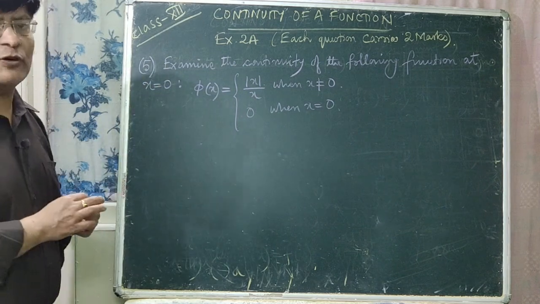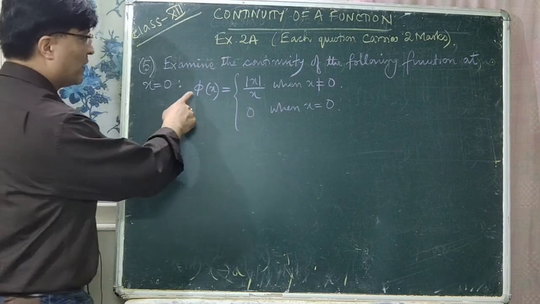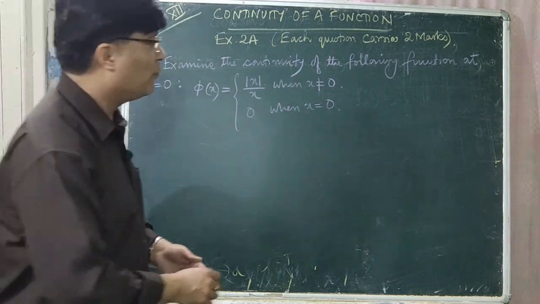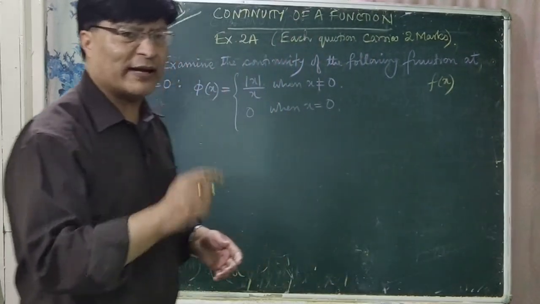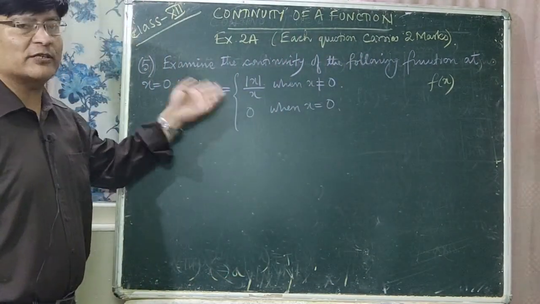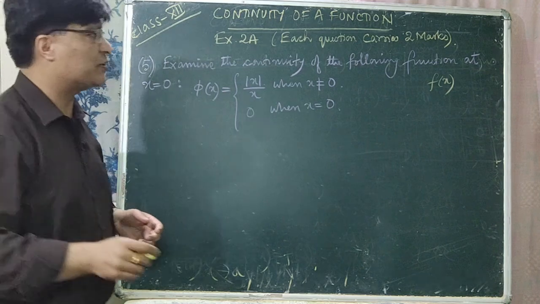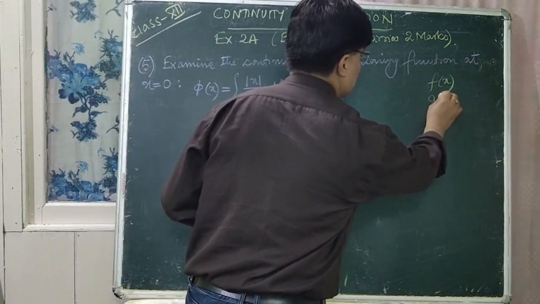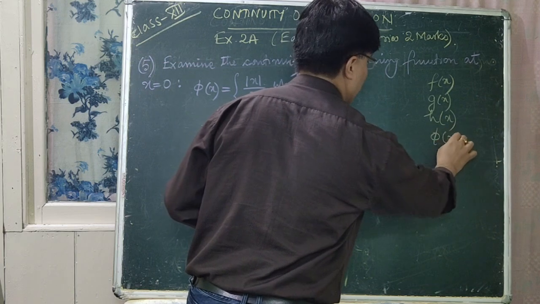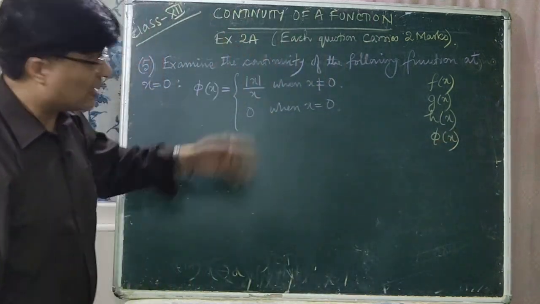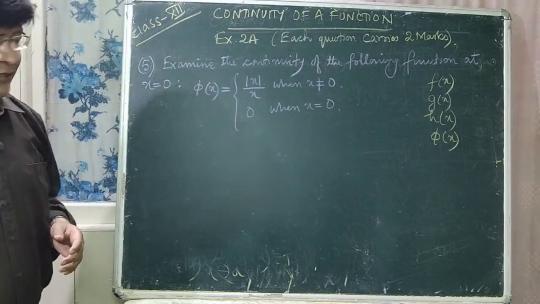So what is the given function out here? Instead of f of x, usually we write a function of x as f of x. But you may write the function as phi of x also. g of x, you may write z of x, h of x, phi of x, etc. These are all functions of x.